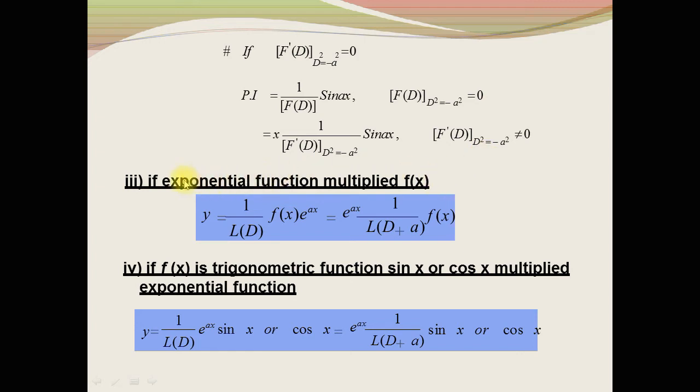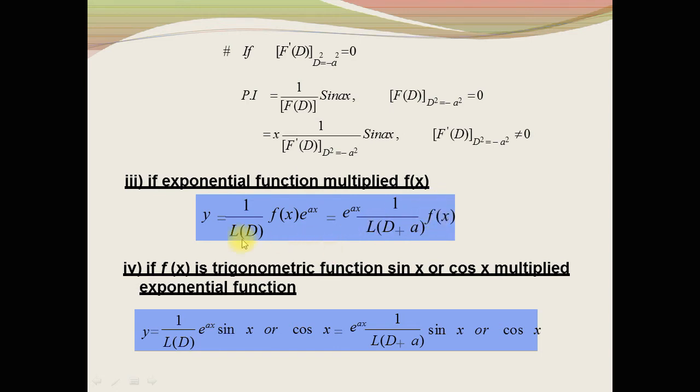Now if in the right hand side there are two functions multiplied, the exponential function and another right hand side function, then using the shift theorem, replace this d by d plus a and shift the exponential function out of the differential operator, out of the integral operator 1 over L of d. So shift the exponential function out of this operator and replace d by d plus a in the other function.